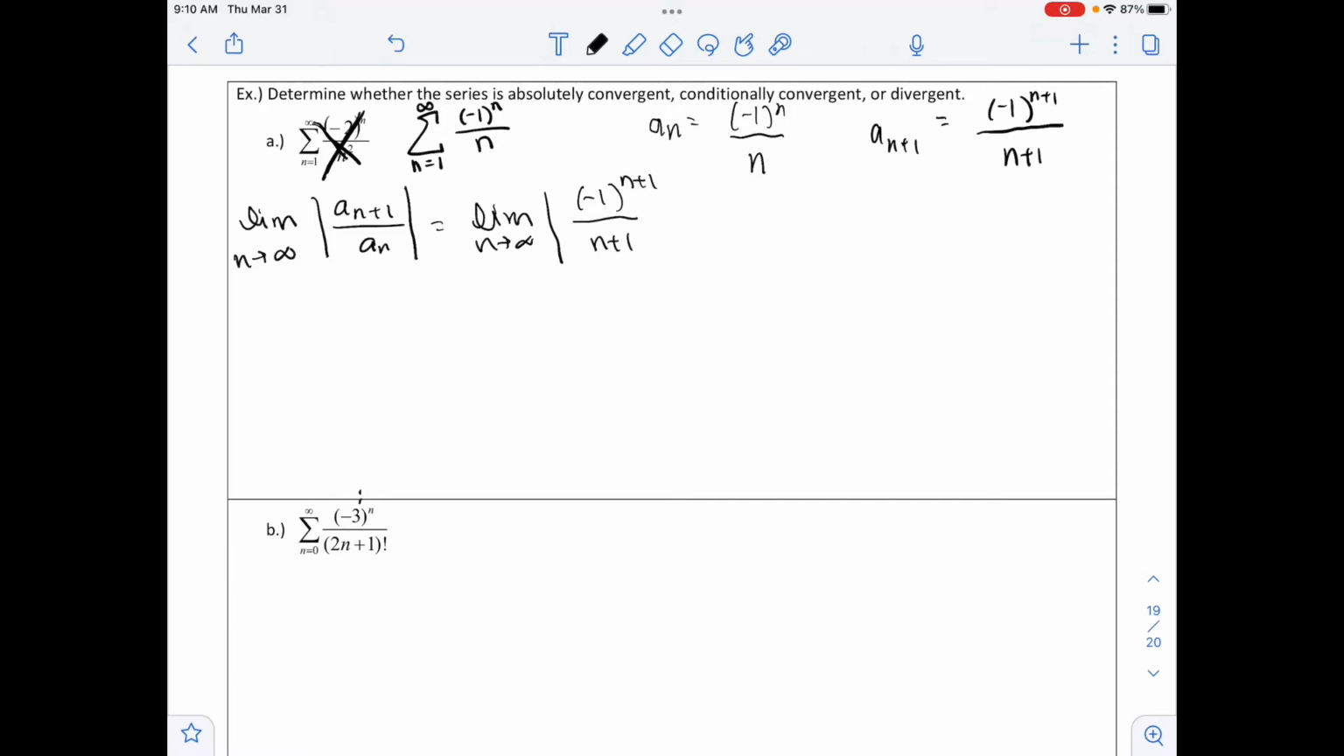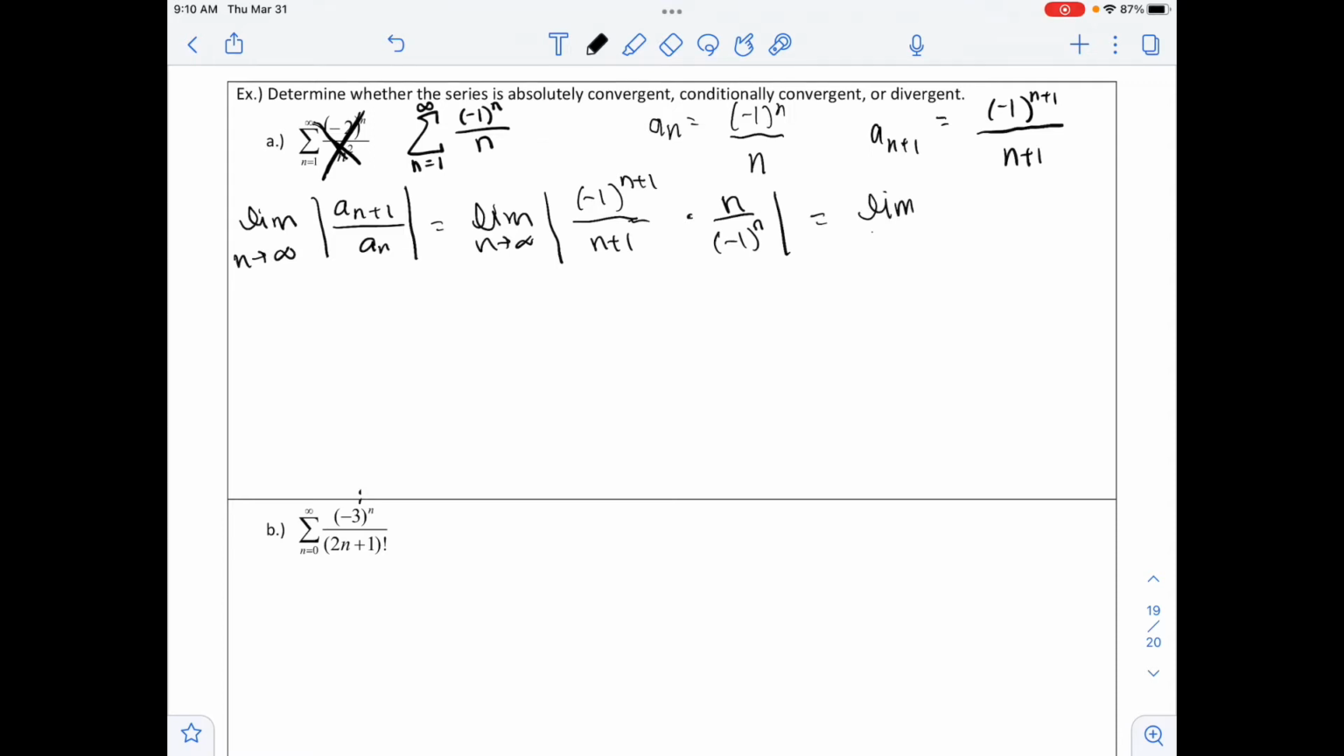And instead of dividing by a sub n, I'm going to multiply by that reciprocal, same idea, algebraically and mathematically. So we have n over negative 1 to the n power. Since we are dealing with absolute values, you can think of those negative 1s as not mattering, since the absolute value of negative 1 would be 1, and that doesn't change anything.